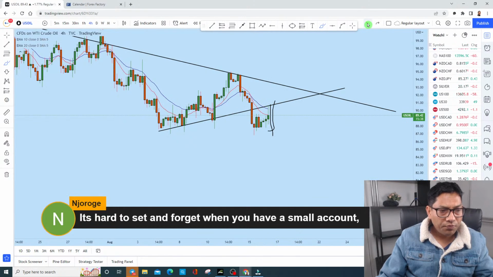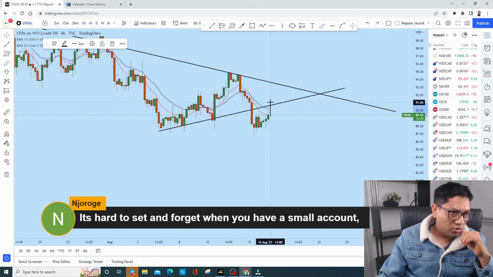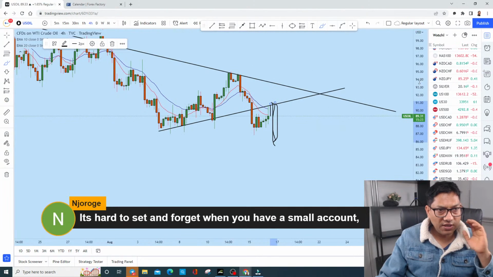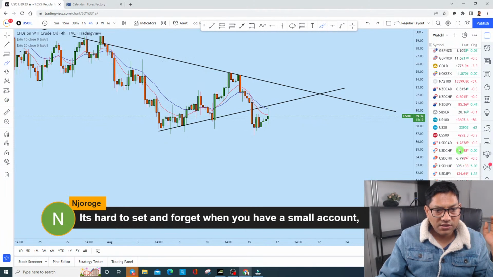But for now we need to wait and see what's happening with this one. Okay, so it's primarily rejecting, but it needs to clearly reject and create a bearish price action. Then we can say that okay, US oil is in sell now.